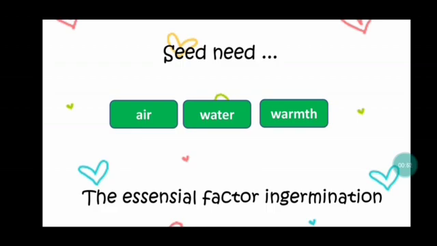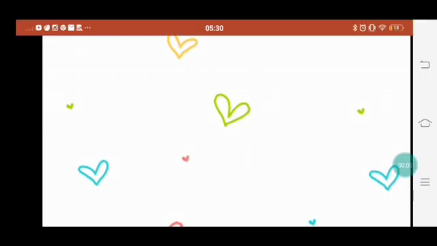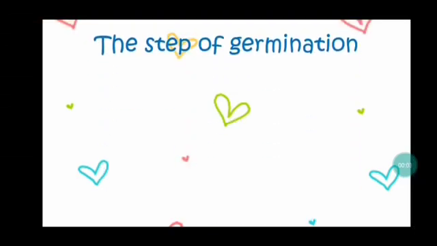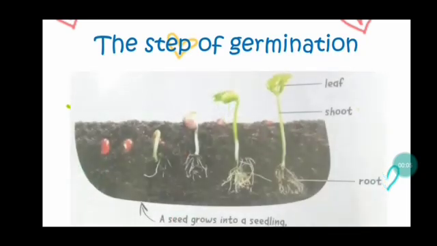This is what I want to explain to you. Now look at the step of germination. Look at the picture here. Jadi tahap dalam proses berkecambah. The first step here, look at the teacher's circle, is the seed. So the first step, of course, we plant the seed in the soil. After that, what part of the plant will grow? The part that grows first here is the root.